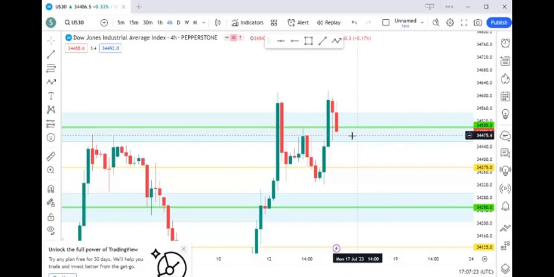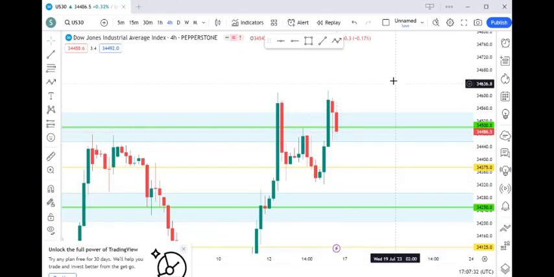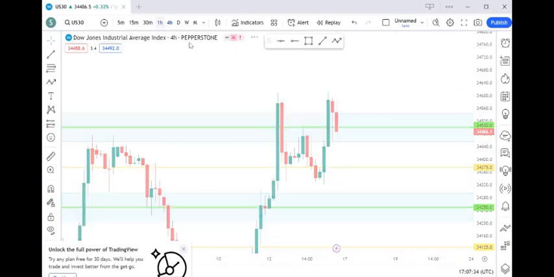So you got me. We only want to look for sell patterns because our daily showed us the market's bearish. Our 4 hour confirmed the market is bearish. So now we drop to a 1 hour.